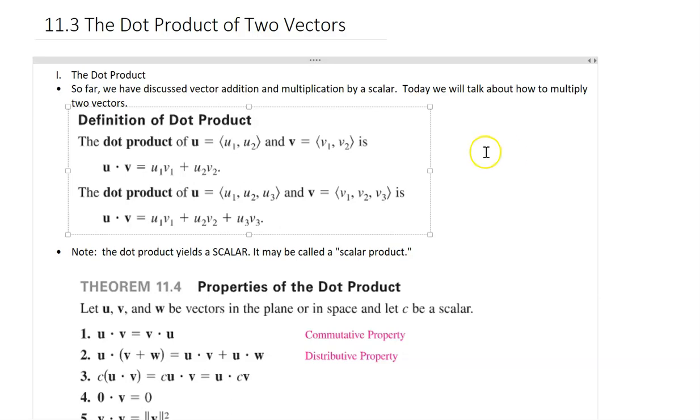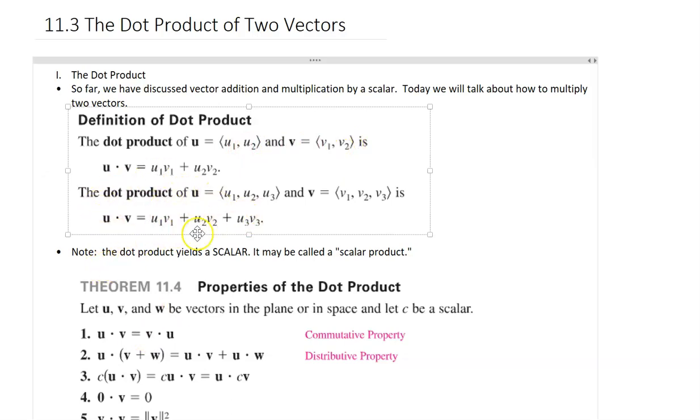The dot product of u and v, where u is a vector u1, u2, and v is a vector v1, v2, is defined as u dot v equals u1 v1 plus u2 v2. The dot product of three-space vectors is u1 v1 plus u2 v2 plus u3 v3. And this can be extended to any dimension. You're going to multiply the corresponding components and then add them all together in the end.